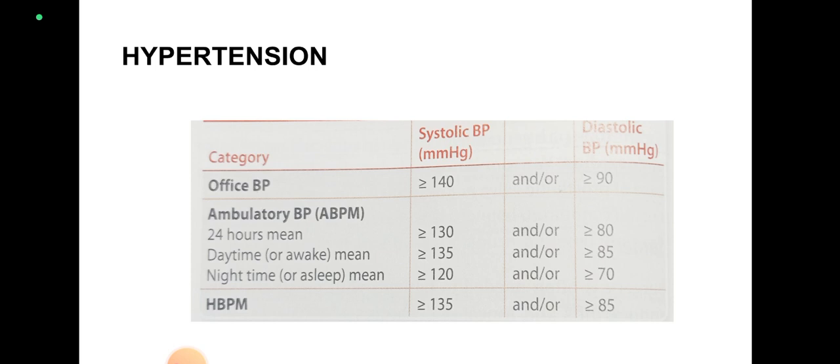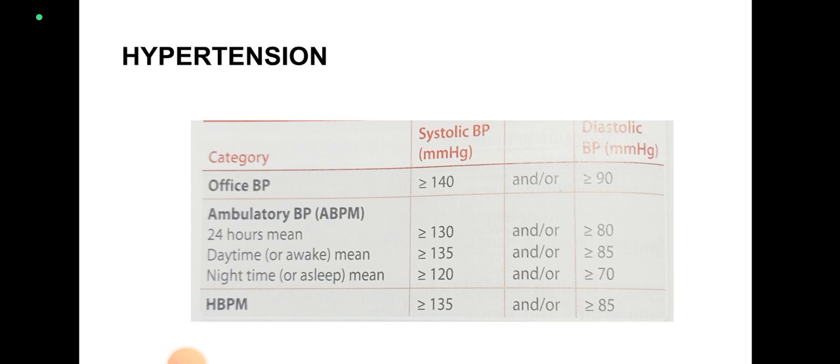Ambulatory blood pressure is used to evaluate blood pressure variability using oscillometric method over a 24 hours period with a large number of measurements along with the sleep measurement in the patient's own environment. It is a true reflection of BP. So 24-hour mean should be more than 134 systolic and more than 80 for diastolic. Daytime or awake mean should be more than 135 mmHg, and for diastolic it should be more than 85. For nighttime mean, it should be more than 120 for systolic and more than 70 for diastolic.